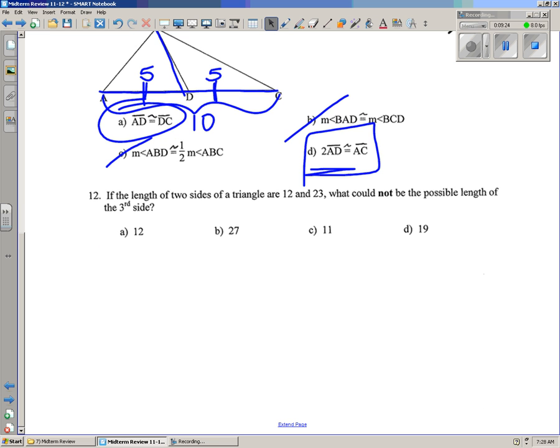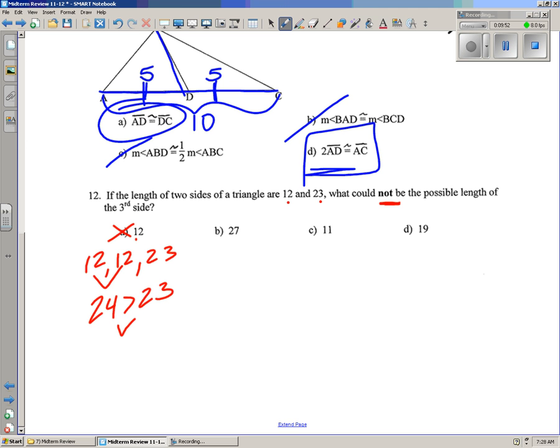If the lengths of 2 sides of a triangle are 12 and 23, which could not be the possible length of the third side? So here we go. If I have 12 and 23 and I make my third side 12, I take the 2 little guys and add them up, I get 24. That is greater than the 23. That triangle works. We want the one that can't work, so that's not the answer.